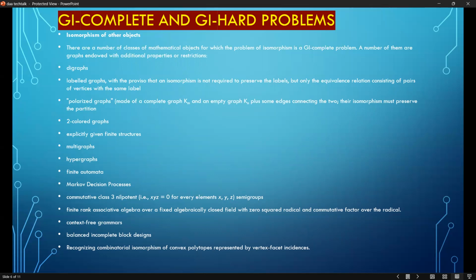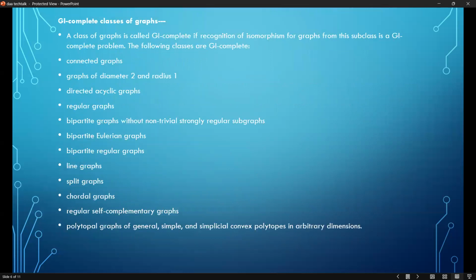Two-colored graphs, explicitly given finite structures, multigraphs, hypergraphs, finite automata, Markov decision processes, commutative class 3 nilpotent semigroups, that is, xyz equals 0 for every element x, y, z. Finite rank associative algebras over a fixed algebraically closed field with zero square radical and commutative factor over the radical. Context-free grammars, balanced incomplete block designs, and recognizing combinatorial isomorphism of convex polytopes represented by vertex-facet incidences.